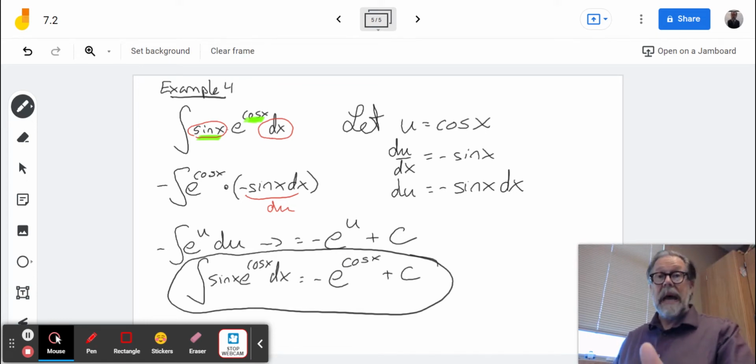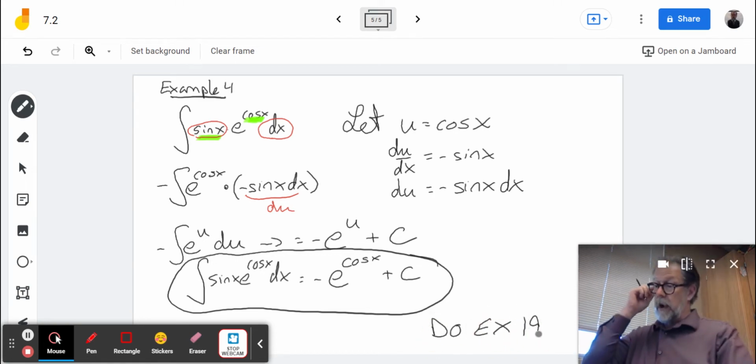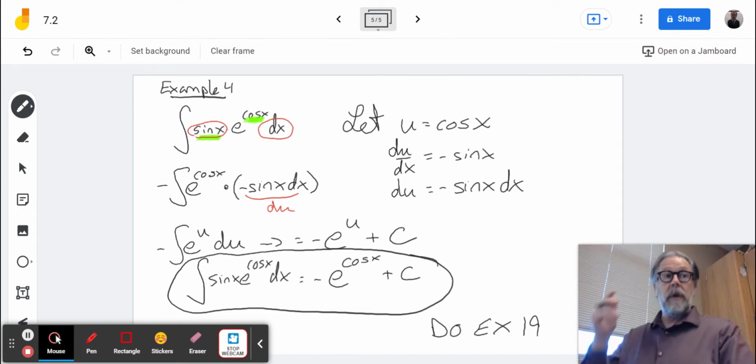Cool. How do you know what to choose for u? How do you know if you can use substitution? Right now, what I'd like you to do is pause and do exercise 19 in the book if you are in my class. And when you come back, we will talk about that.